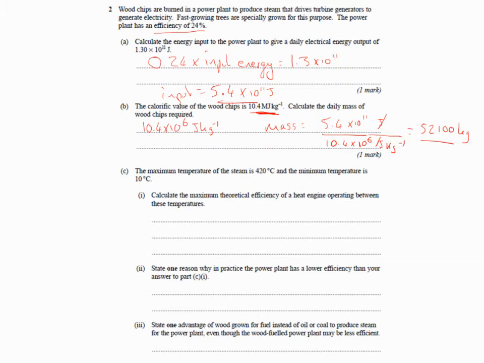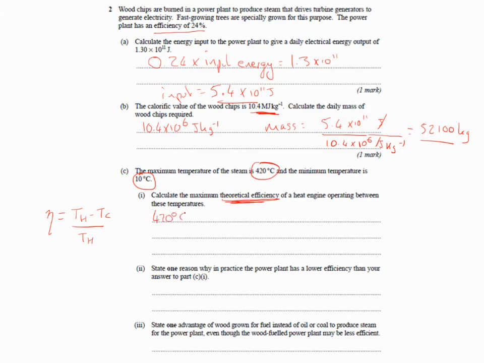Part C, calculate the maximum theoretical efficiency. When you get this theoretical efficiency, it's a clue that you need to use the efficiency from the engineering section of the course. So here, the efficiency, which often is given by this eta symbol, is T hot minus T cold over T hot. But we can't just use degrees Celsius. That's not okay. We need to convert to Kelvin.